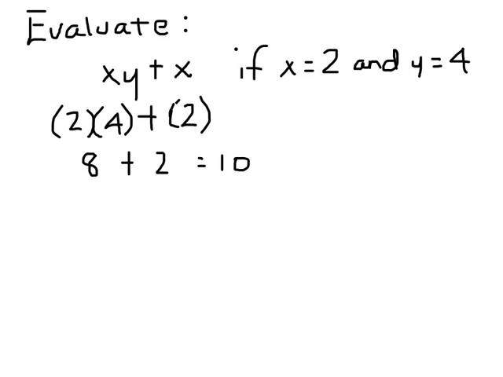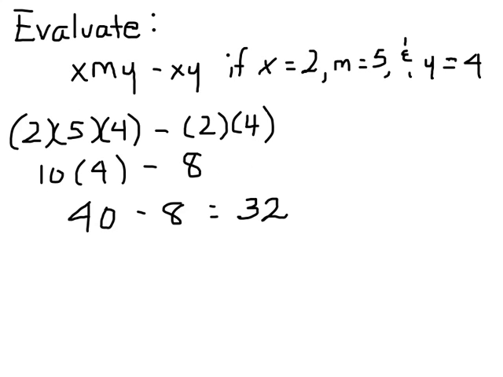Go to the next page. Here we have 3 variables. It says evaluate xmy minus xy, if x is equal to 2, m is equal to 5, and y is equal to 4. I'm going to immediately set up 3 sets of parentheses here and 2 here. And then I'm going to put my values in.